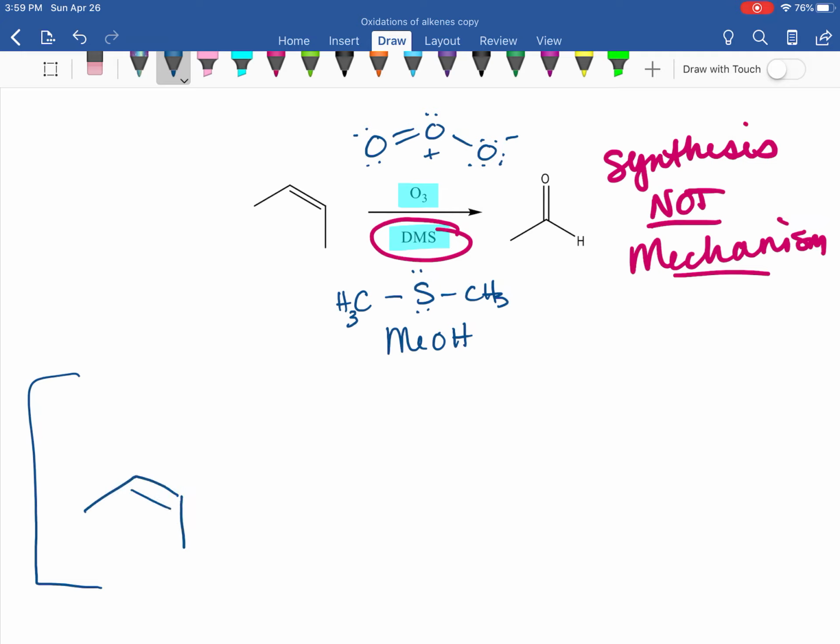All right, so let's start to write what happens in this process. Again, I'm not going to draw the full mechanism. You can find parts of the mechanism online, and I've given those links, but I'm not going to ask the mechanism in this question. I do want to show you, though, how ozone starts that reaction, because we just did the video for our pericyclic reactions, and guess what? This first step of ozone is a pericyclic reaction.